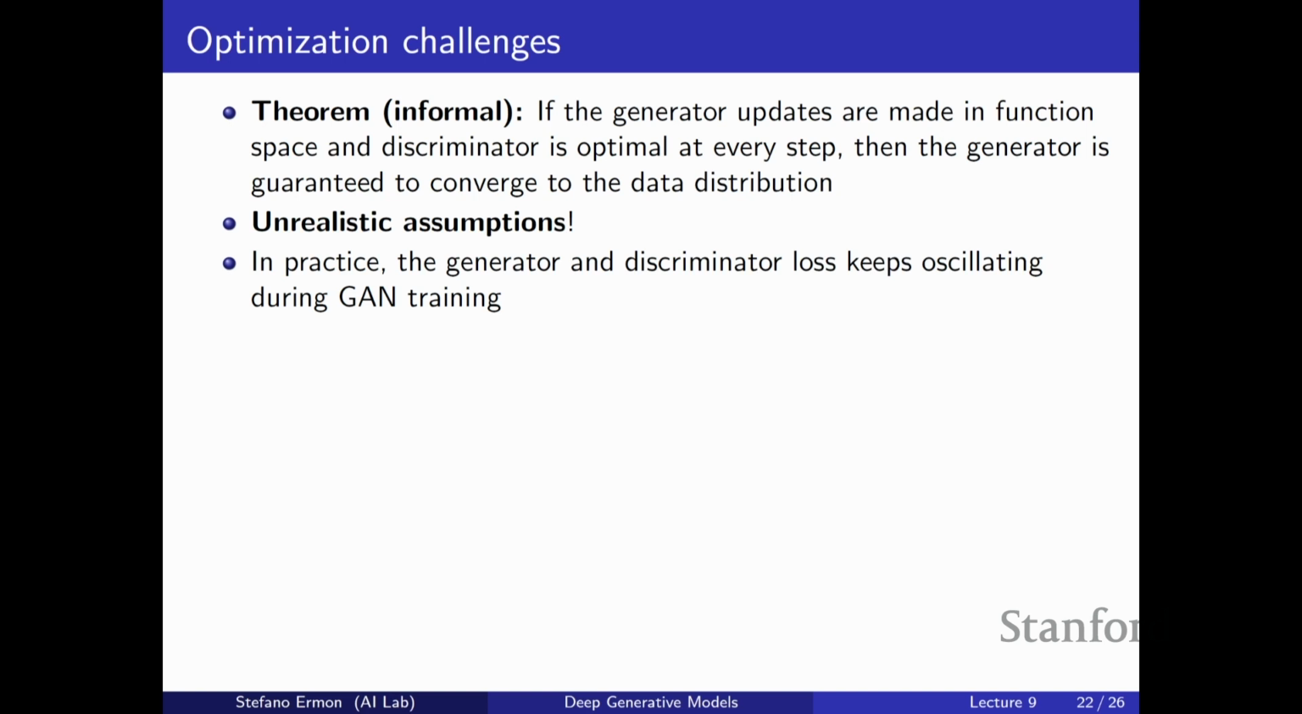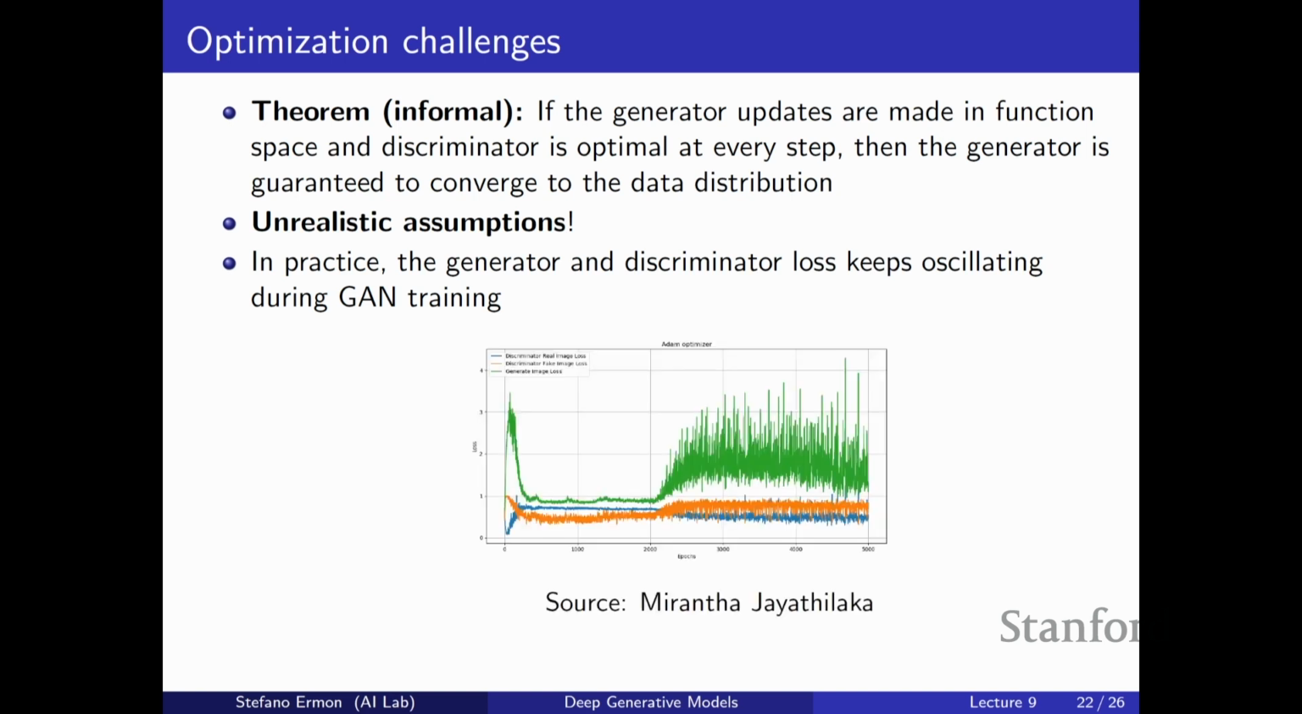In practice, what you see is that the loss keeps oscillating during training. So it might look something like this, where you have the generator loss, which is the green one, the discriminator loss, and the two types of samples, the real and the fake ones. You can see it keeps oscillating because it doesn't converge through this gradient procedure. And there is no robust stopping criteria. You don't know when you should stop.